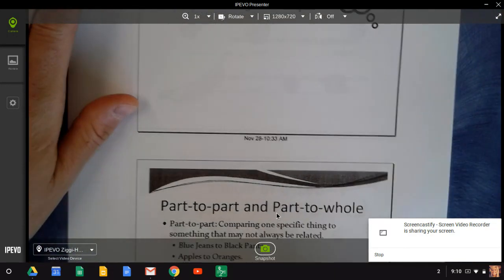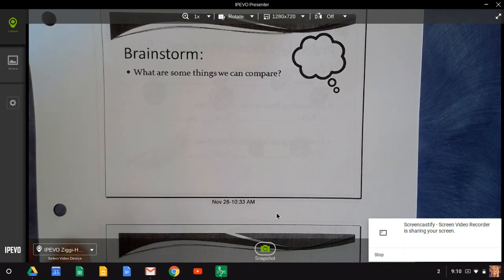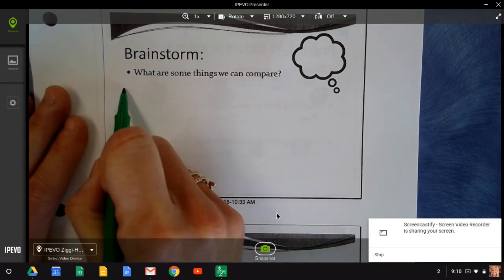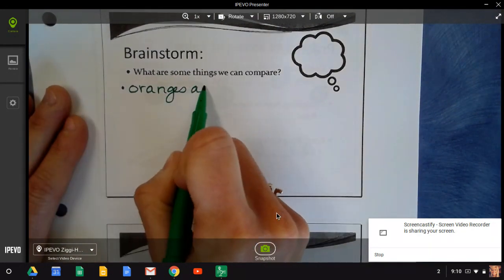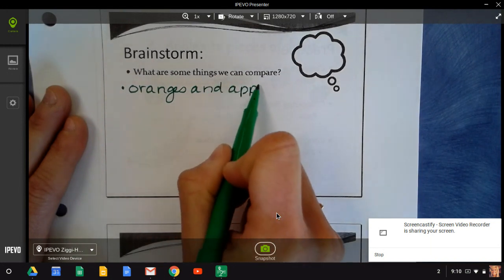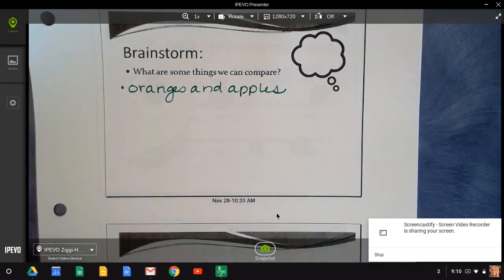All right, so what are some things we can compare in real life? I want you to be thinking of some things that we can compare. I'm going to give you an example. I know that I could compare oranges and apples. I want you to think of two things that you can compare and write them down here. So pause the video and go ahead and do that.